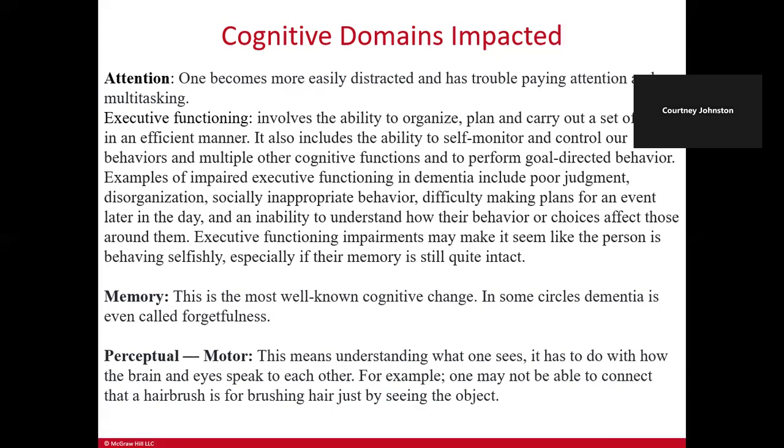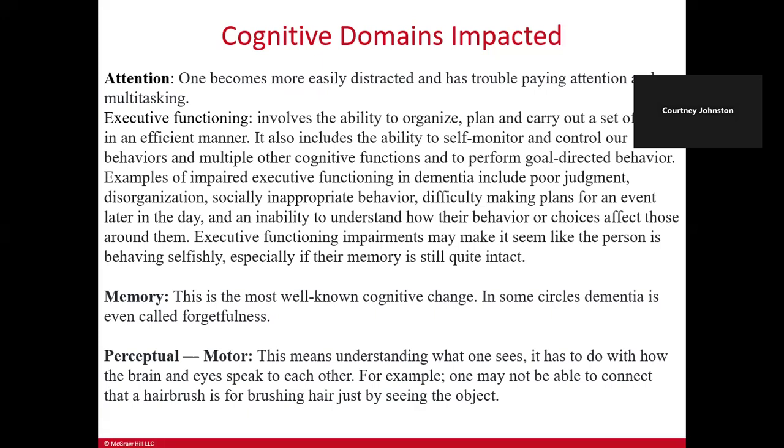Also, there could be memory impairments. This is going to be the most well-known cognitive change that you'll see in these diseases and amongst the symptoms of dementia. In some circles, dementia is even called forgetfulness. So this is going to be probably the most pronounced symptom that people start to notice, or it starts to affect somebody's ability to function.